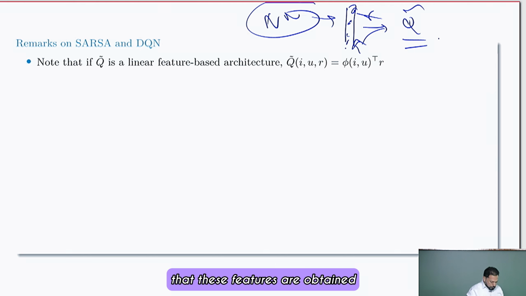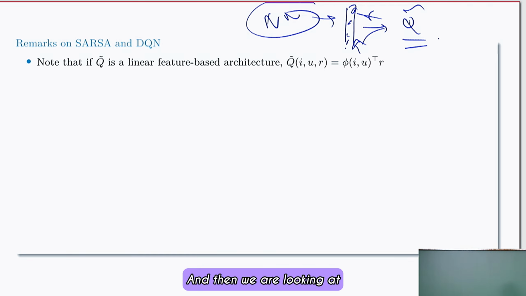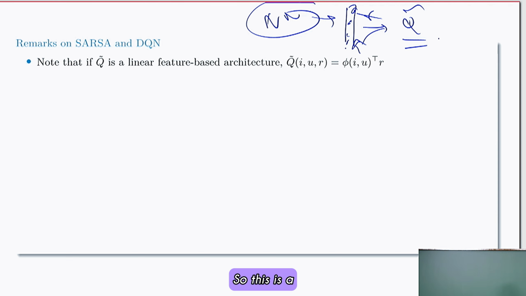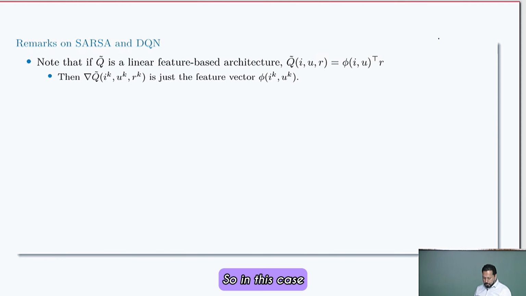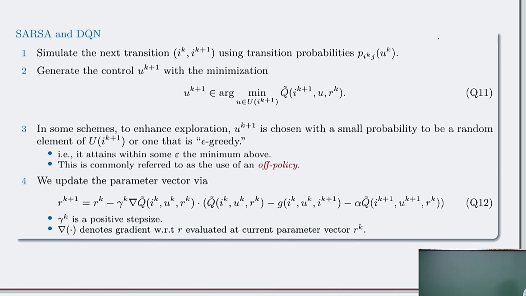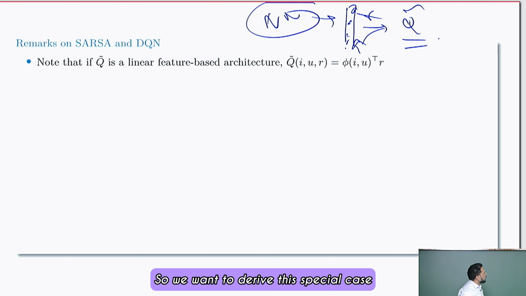So let us assume that these features are obtained, and then we are looking at a linear model where these features take an inner product with R. So this is a linear feature-based architecture. In this case, is there a simplification, because we saw gradients and so on here? What will be the form of these when we have this linear model? Okay, so we want to derive this special case.